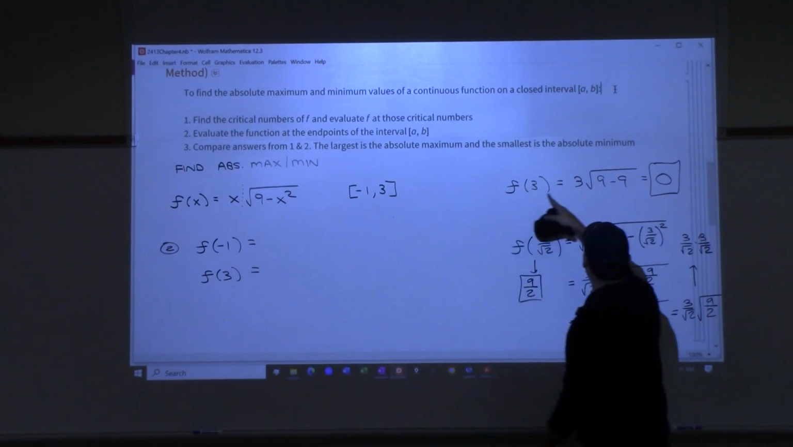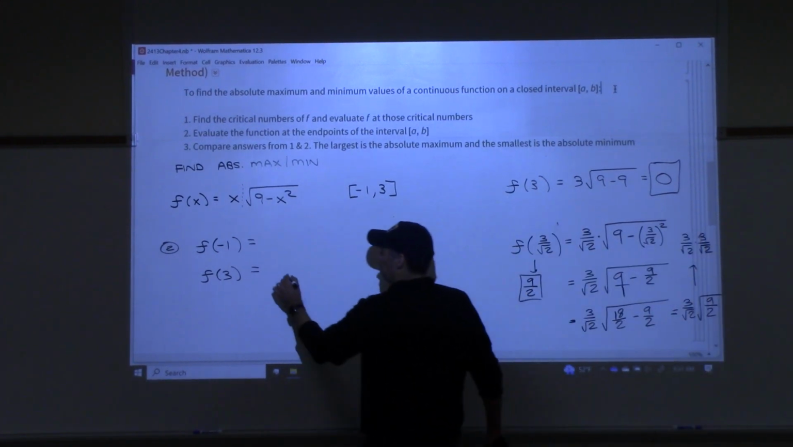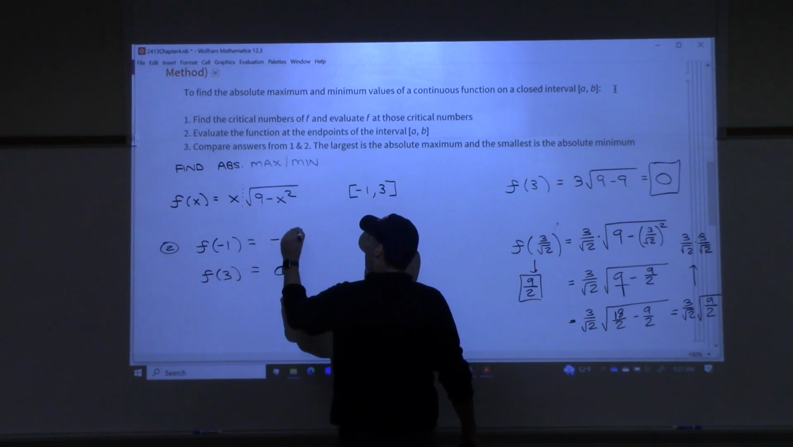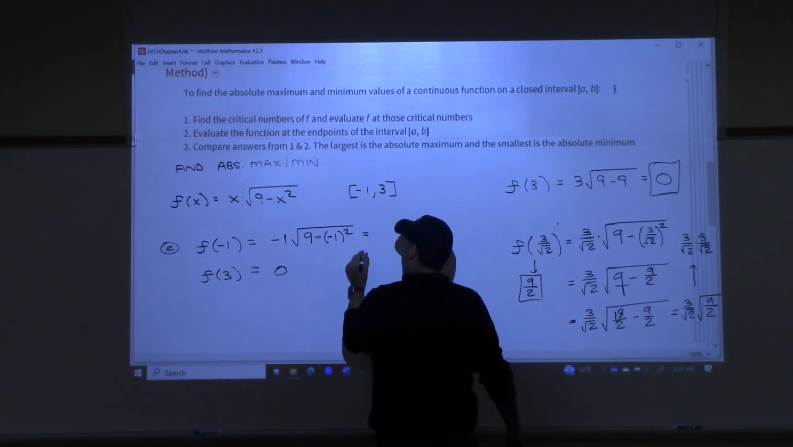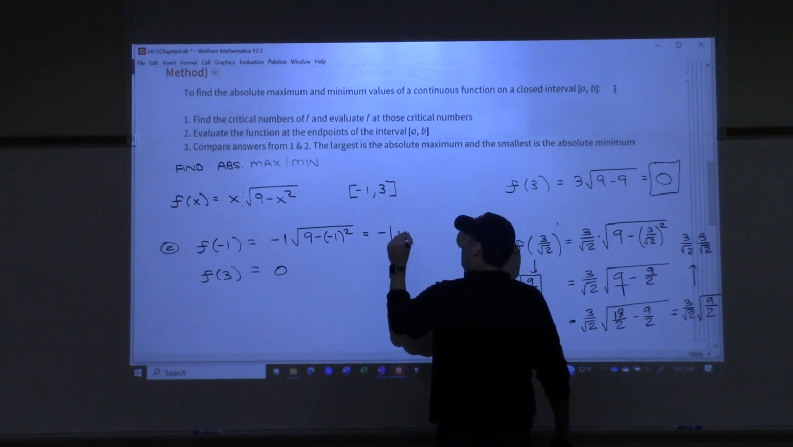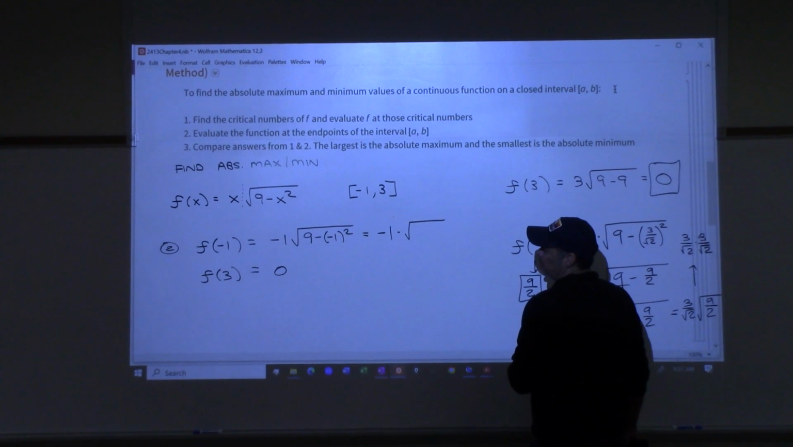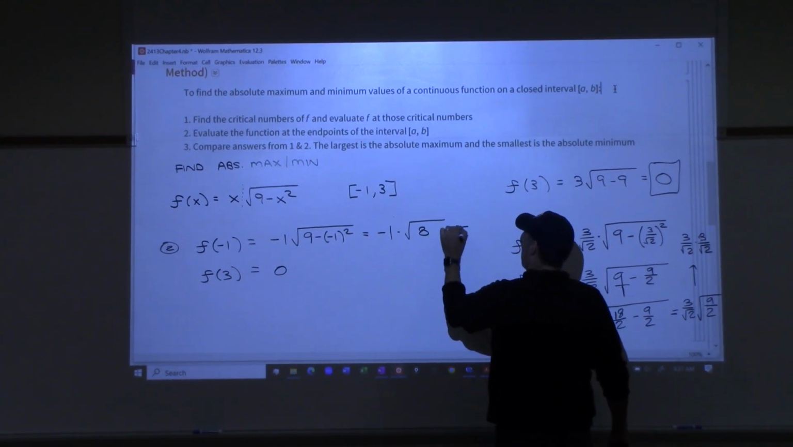So I already did 3, right? This critical number happened to be an endpoint, right? So I already know the answer there is 0. But I haven't plugged -1 into that, so let's do that. -1 times the square root of 9 minus -1 squared equals -1 times the square root of, what? 8? So that's -√8.